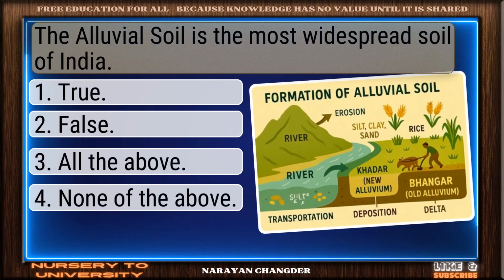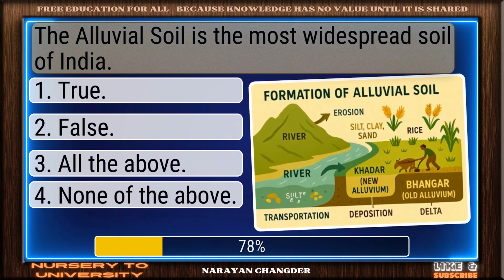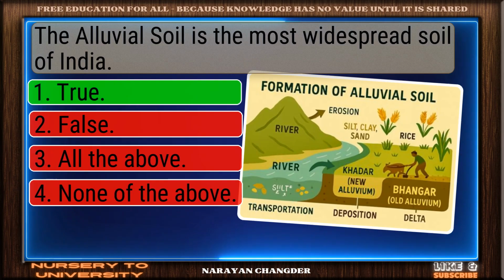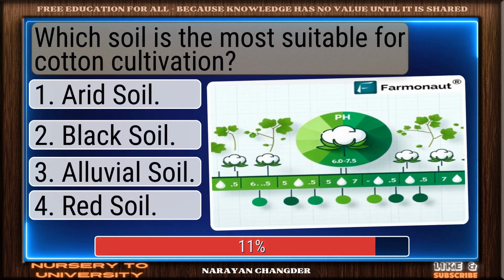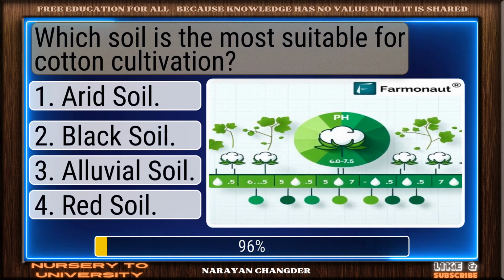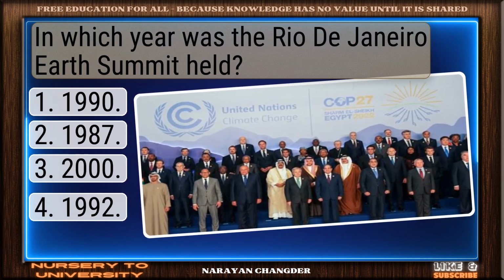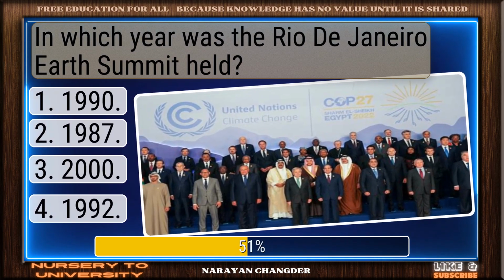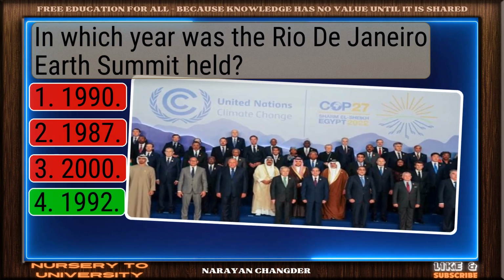The alluvial soil is the most widespread soil of India. Nice work. True fits perfectly. Which soil is the most suitable for cotton cultivation? You got it. Black soil fits. In which year was the Rio de Janeiro Earth Summit held? Smart pick. 1992 is correct.